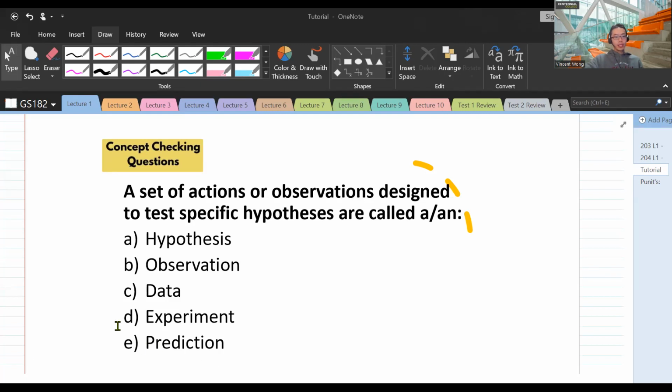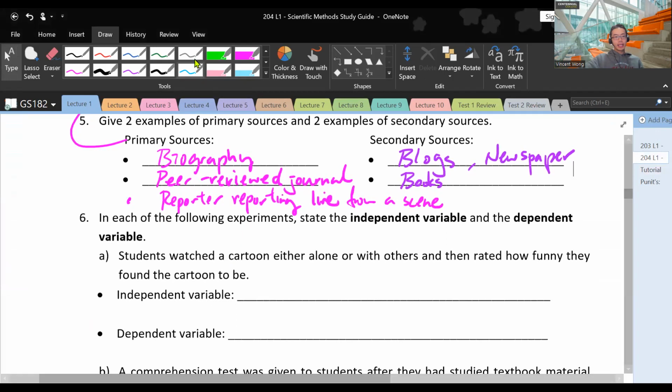And the correct answer is experiment. A lot of people chose data as well. Data is what you collect from your experiment and you interpret the data to see what it means. But it's the experiment that we do to test a specific hypothesis. So the answer is D. All right, moving on.